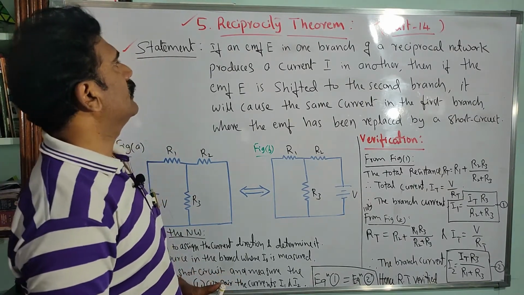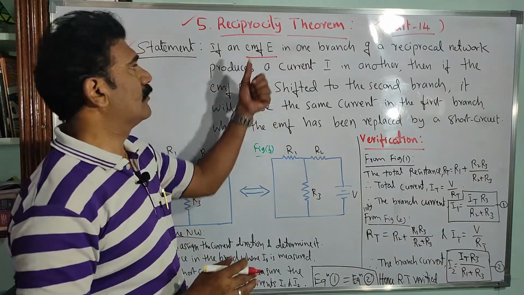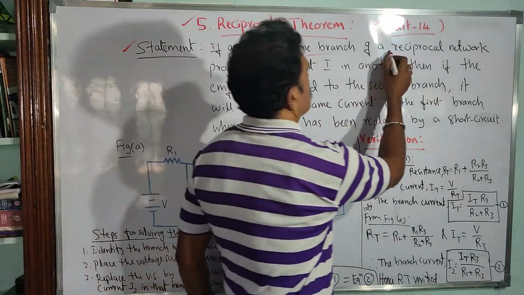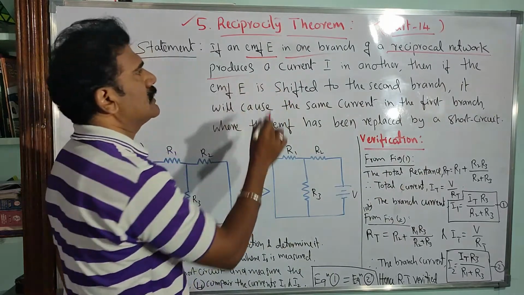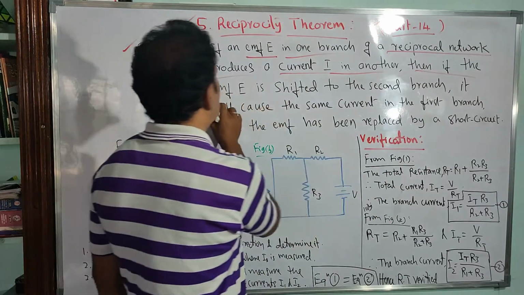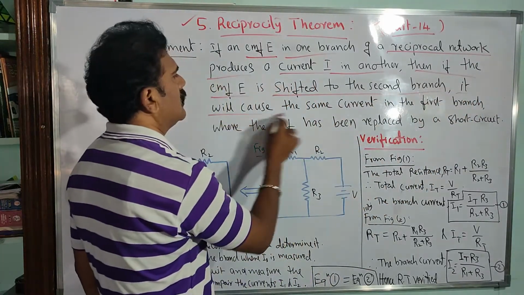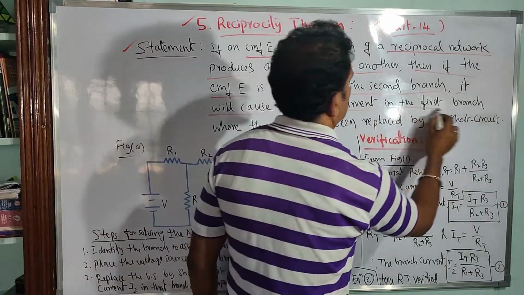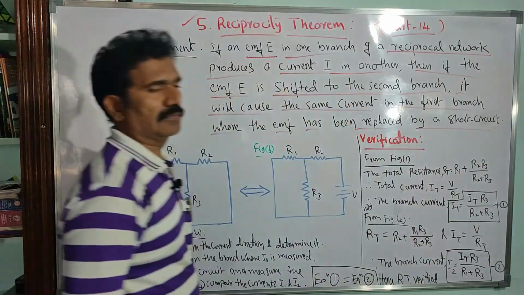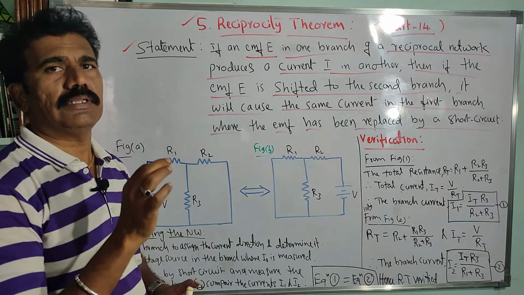If an EMF, which one can obtain from a voltage source, in one branch of a reciprocal network produces a current I in another branch, then if the EMF E is shifted to the second branch, it will cause the same current in the first branch, where the EMF has been replaced by a short circuit. It seems complicated, but the theorem is very simple.